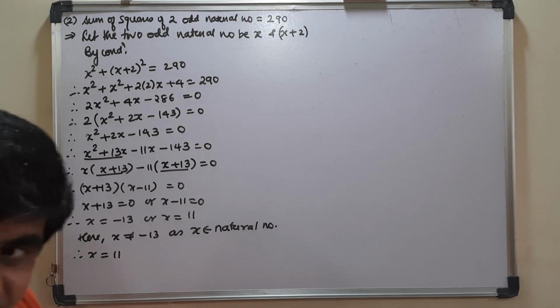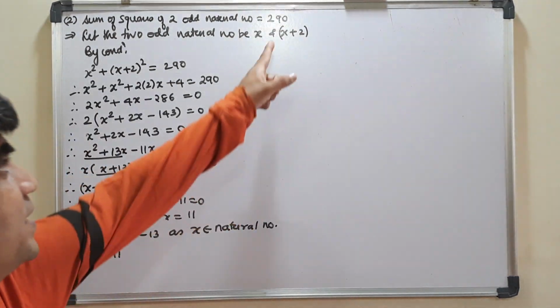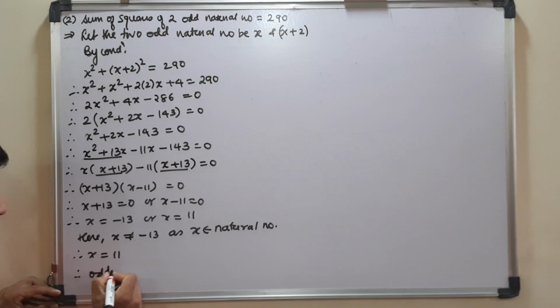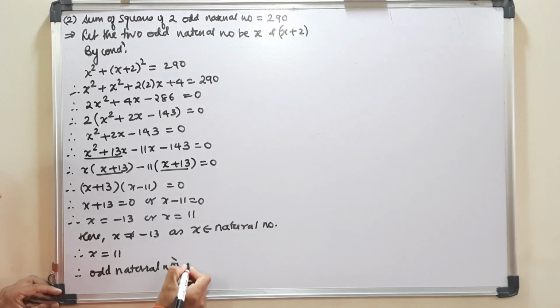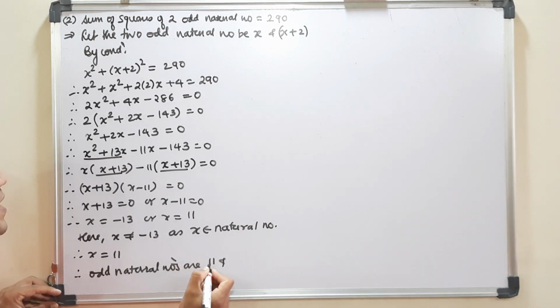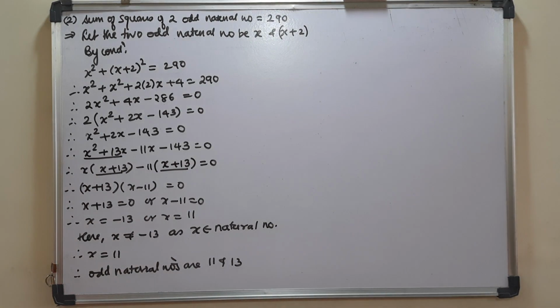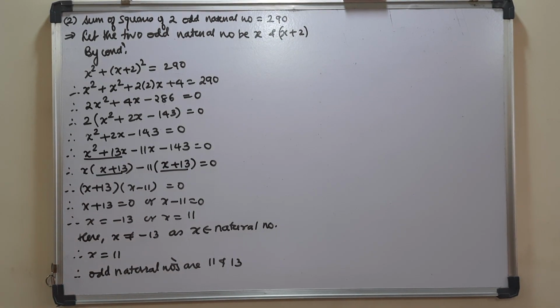So this is your first number which is 11, and the second number is x plus 2. So therefore the odd natural numbers are 11 and 13. Okay? I hope this is understood. A very short and small question, nothing special about it, very simple.